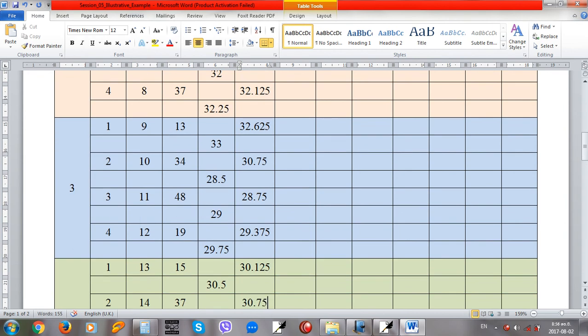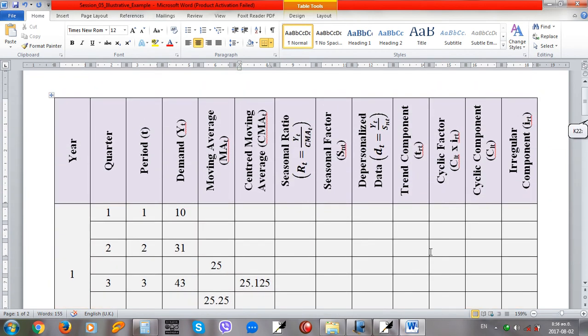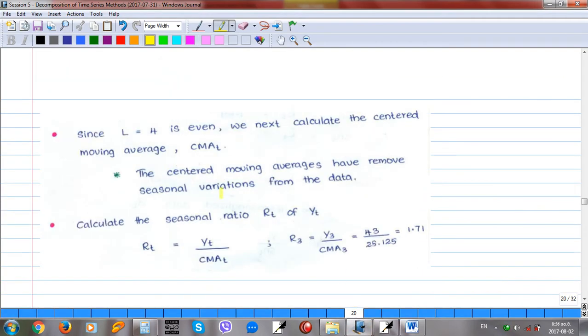Now you fill that column also, the centered moving average. Next you can find the seasonal ratio. Since L is even, we calculated the centered moving average CMAT, which removes the seasonal variation from the data. Now we calculate the seasonal ratio RT by using this equation, RT equals YT divided by CMAT, right?